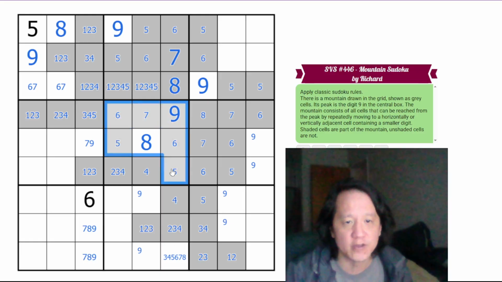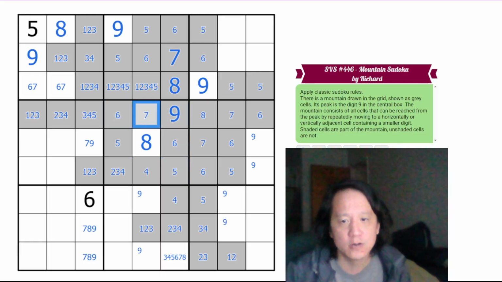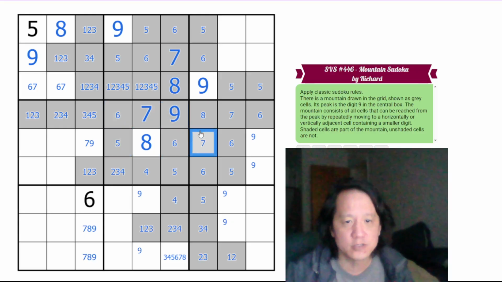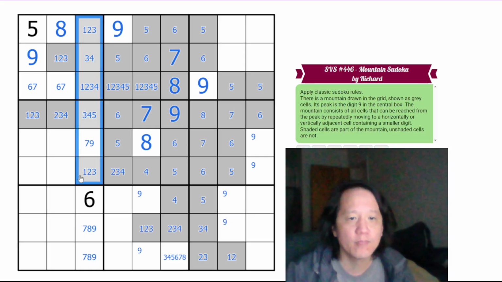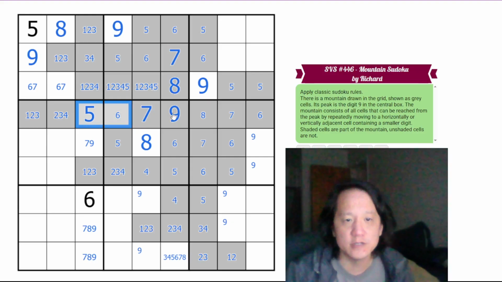Where's the 7 in box 5? It has to be here, because there's no other place for it to satisfy the mountain and still be in the box. So this is 7. Where's 5 in column 3? It has to be here, because it can't be any of these, so this has to be 5 here.